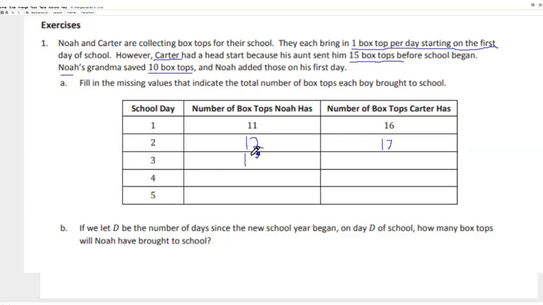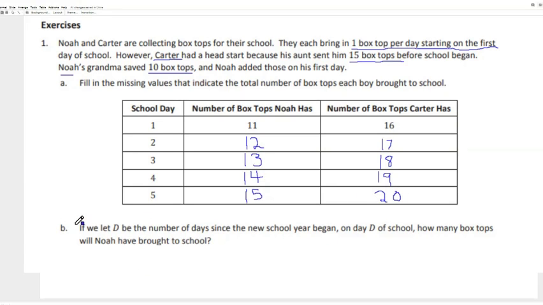On this one, Noah would have 13, Carter would have 18. Next one, Noah would have 14, Carter would have 19. And on the 5th day of school, Noah has 15, and Carter has 20.